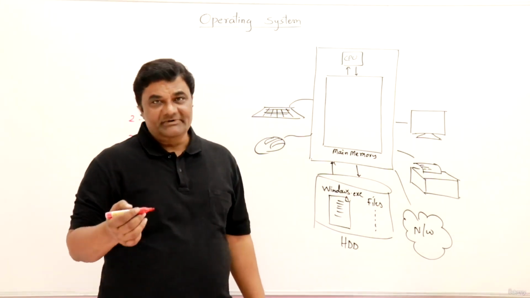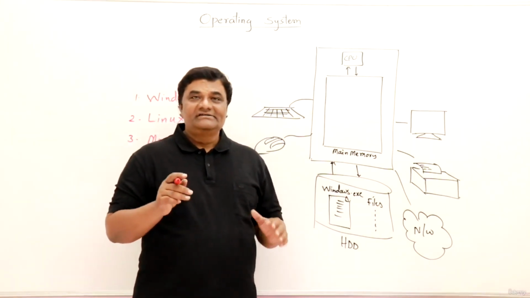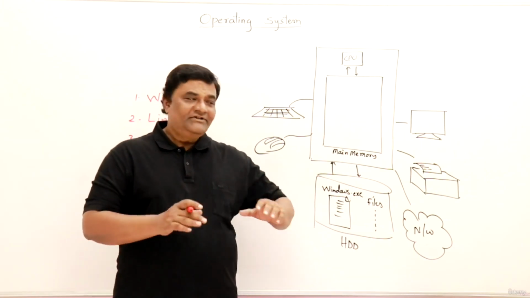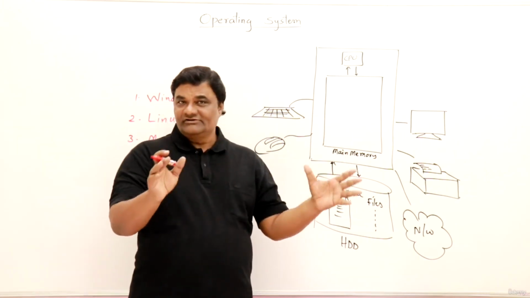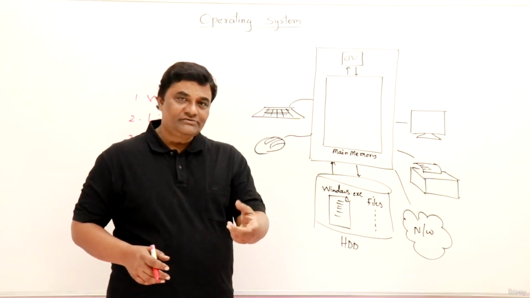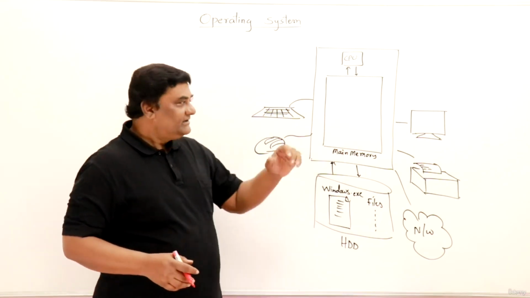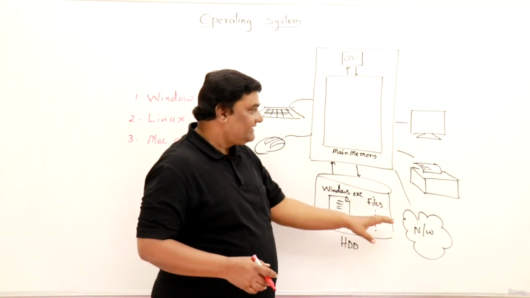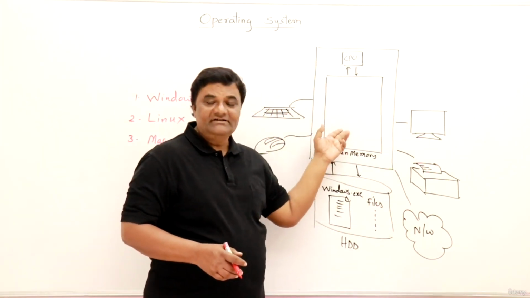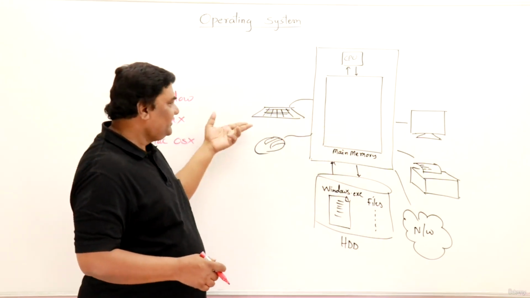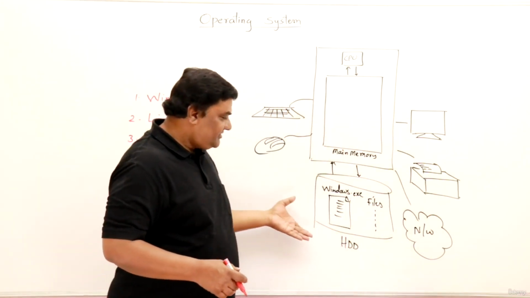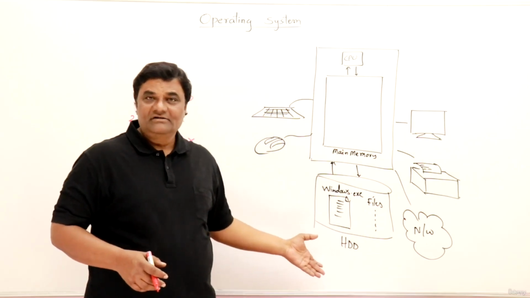So what actually is an operating system? See, an operating system is a master program. It will utilize all the resources of your computer system and provide services to the user. These are the components in a computer system: the CPU and the main memory, then the input and output devices. I am showing keyboard, mouse, monitor, printer, network, and majorly the hard disk.